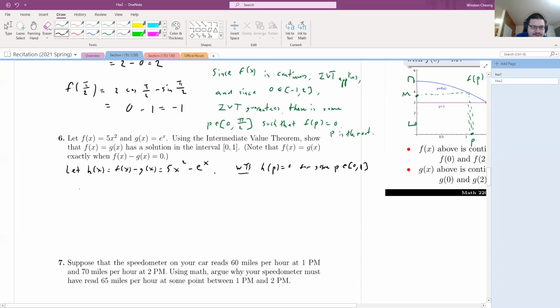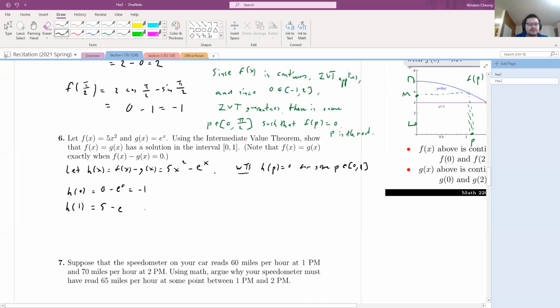So anyway, what am I doing? I'm plugging in h of 0 and h of 1. For h of 0, we have 0 minus e to the 0, which is minus 1. For h of 1, we have 5 minus e. Well, just e, I don't need to say e to the 1. And then the crucial thing is to notice this 5 minus e.